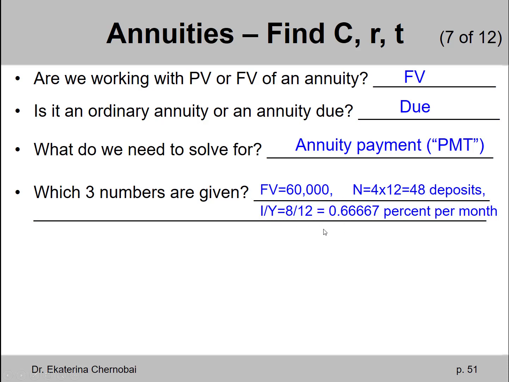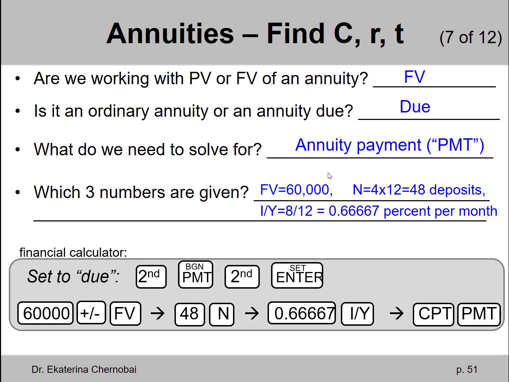And for the interest rate, we cannot use the 8% annual rate for IY. We need to divide it by 12 to get the monthly rate, which is 0.66667% per month. That's not in decimals, that's in percent. Okay, because it's an annuity due, the first thing we need to do in the financial calculator is tell it that we're going to be doing the calculations for an annuity due. So we set the calculator to the annuity due mode or the begin mode.